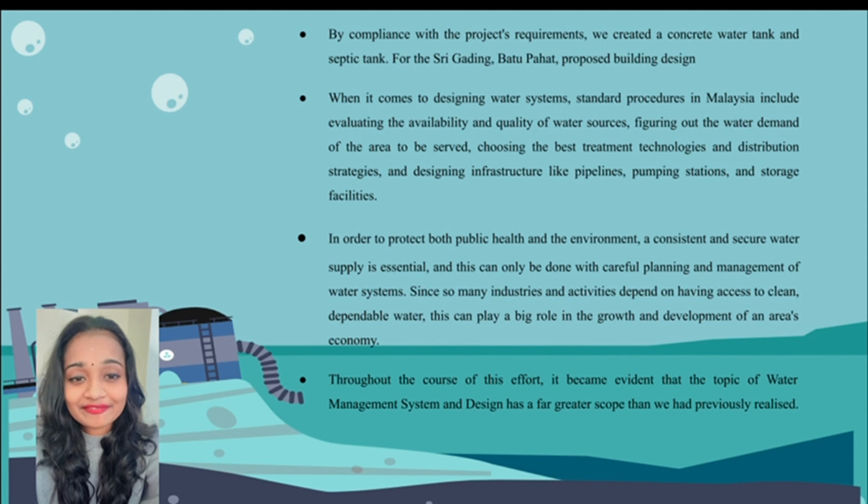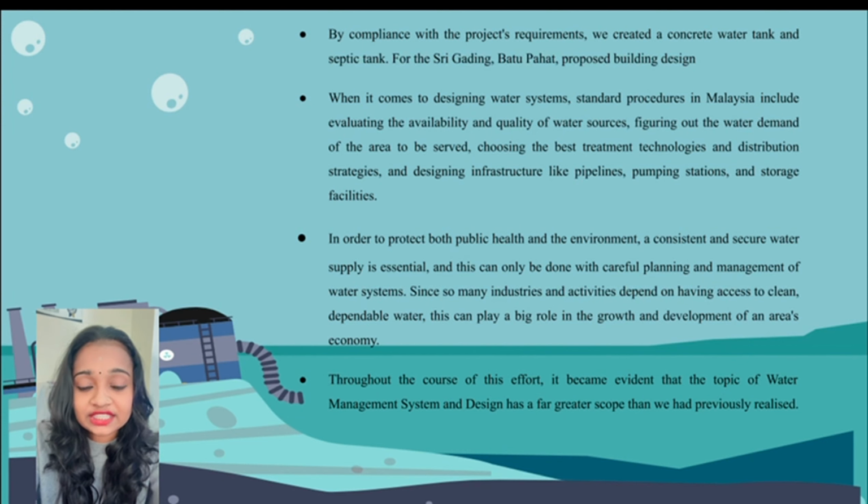When it comes to designing water system, standard procedures in Malaysia include evaluating the availability and also the quality of water sources, figuring out the water demand of the area to be served, choosing the best treatment technologies and also distribution strategies, and designing infrastructures like pipeline, pumping stations, and also storage facilities.